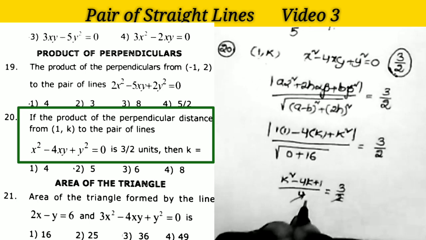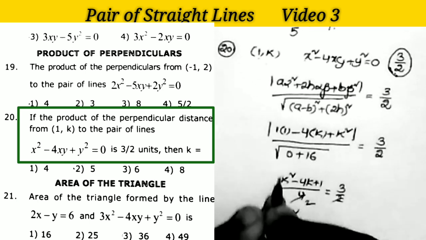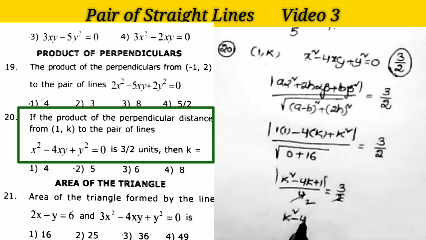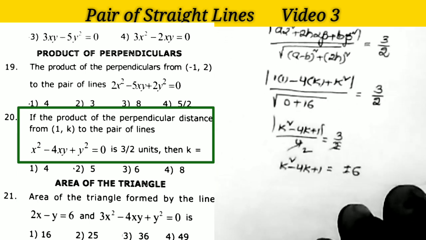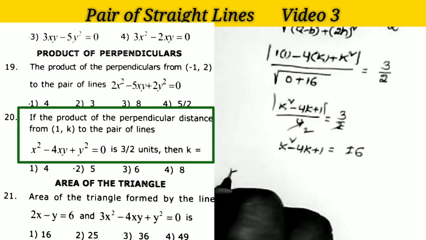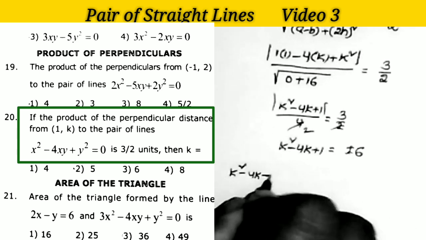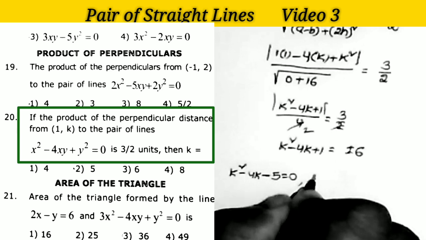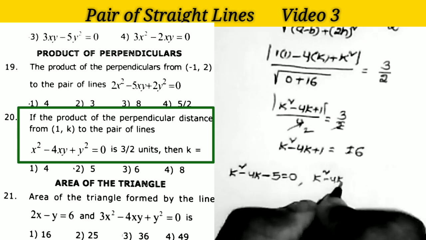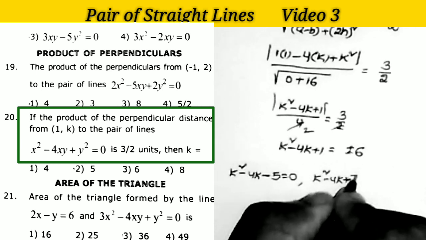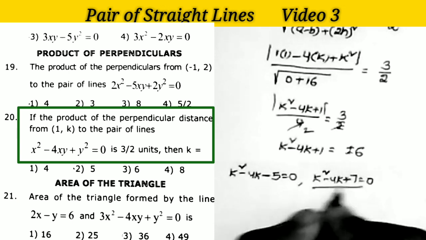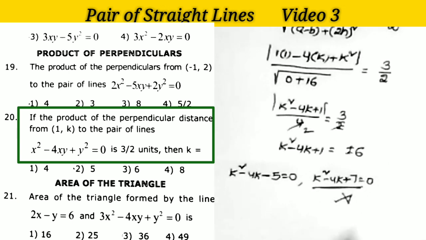Now taking the cross product here, then we get the equation under modulus k² - 4k + 1 is equal to plus or minus 6. 2 3s are 6 and doing the factorization. So here what is the first equation? k² - 4k + 1 + 6, k² - 4k + 7 is equal to 0? k² - 4k + 1 - 6, k² - 4k - 5 is equal to 0. To this equation there is no factor, so we don't take this equation. It has no real values.